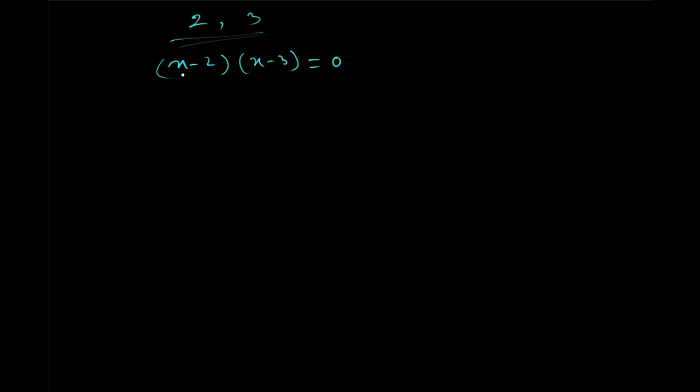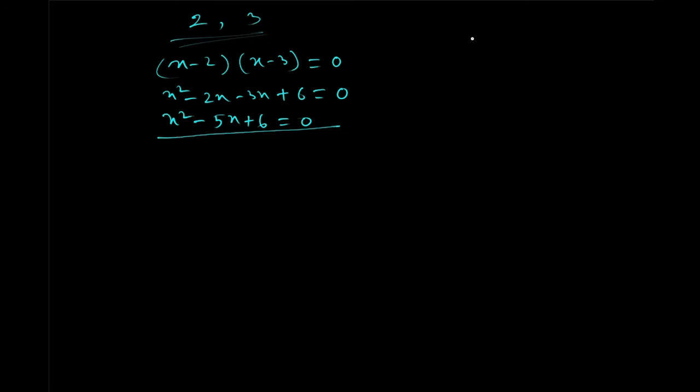By simplifying, multiplying each term of this with this, we get x square minus 2x minus 3x plus 6, because minus 2 into minus 3 is plus 6, that is equal to 0. That means x square minus 5x plus 6 is equal to 0. This is the equation if two roots are given.